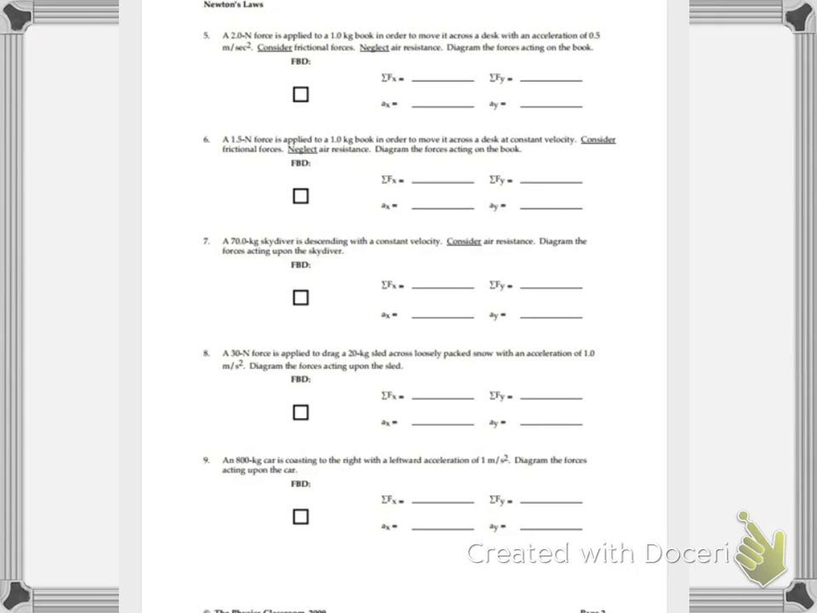So now we're going to draw. So we got a 2 Newton force applied to a 1 kilogram block in order to move it across a desk with an acceleration of 0.5 meters per second squared. Consider friction, neglect air resistance. So we'll have our force due to gravity. We're on a table, or on a desk, so we'll have a normal force.